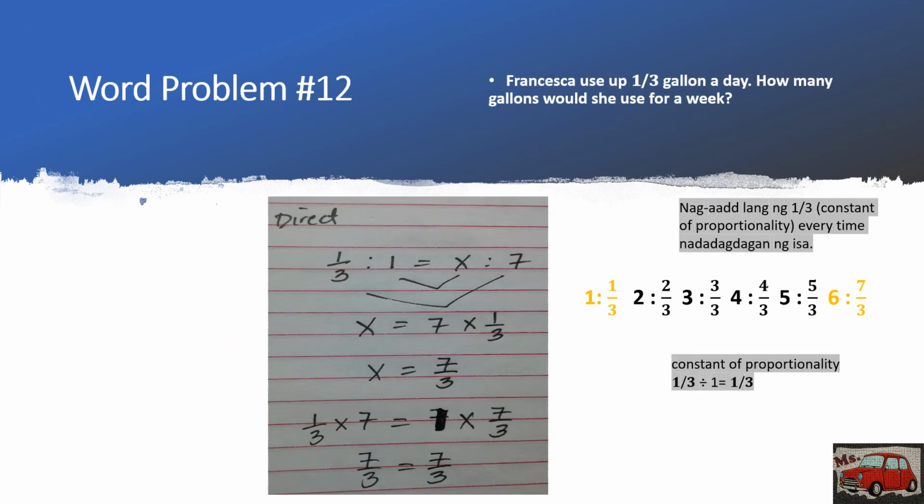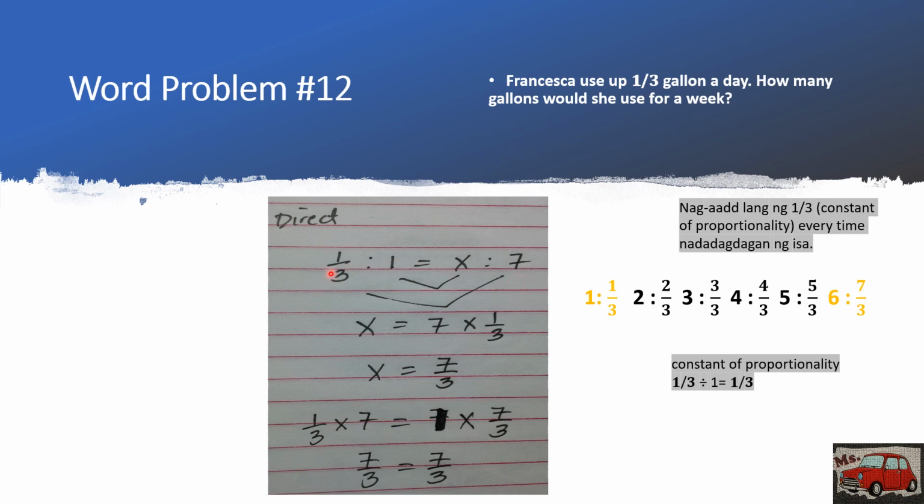Francesca used up 1/3 gallon a day. How many gallons would she use for a week? Okay, so alamin natin kung ilang gallons daw yung magagamit ni Francesca for a week. So this kind of proportion is direct kasi the more na madami yung days, ibig sabihin, the more na madaming gallon yung gagamitin ni Francesca. Alright? So we have here 1/3 is to 1 day, right? Equals to x is to 7. So, yung x dito, ito yung number of gallon na gagamitin ni Francesca in 1 week. Diba? Merong 7 days in 1 week.